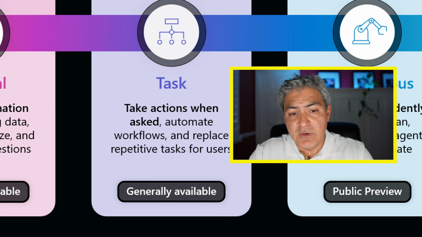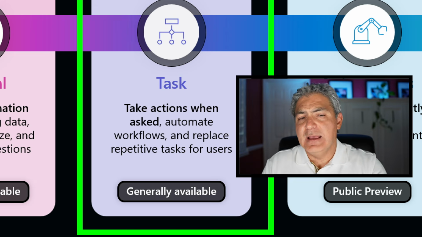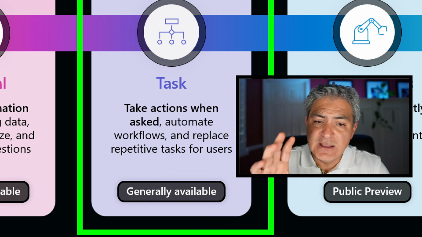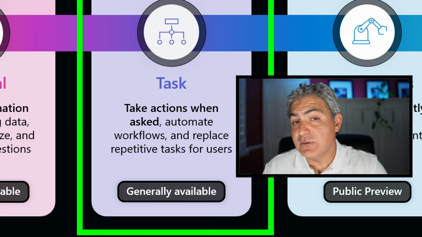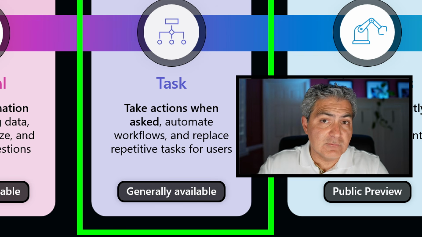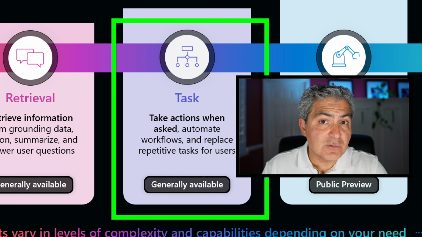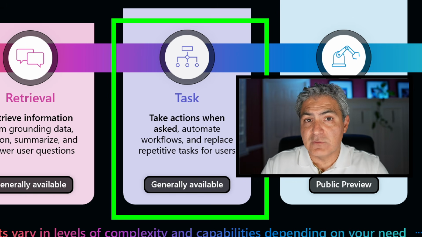On the task-based one, we actually built one of these too, where we did a ServiceNow connector. Now, what makes this unique is that instead of just retrieving information, they're reading and writing. So they're getting and giving. In this case, task-based agents are essentially taking action based on questions that you ask, automating workflows, and replacing repetitive tasks. So in the ServiceNow video that we did, we created a connector using Copilot Studio to our ServiceNow instance. And the connector was able to read from ServiceNow, but also write to ServiceNow.